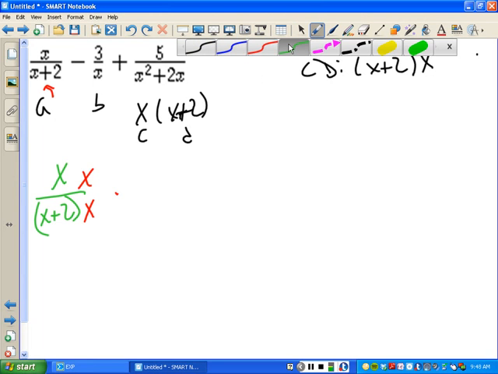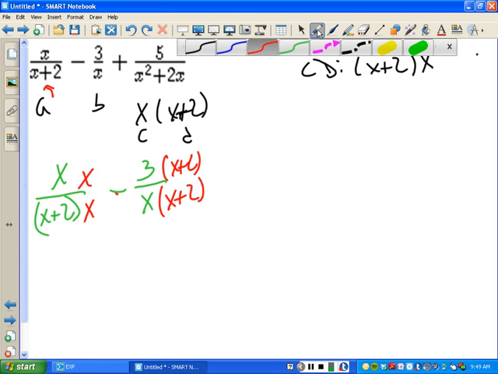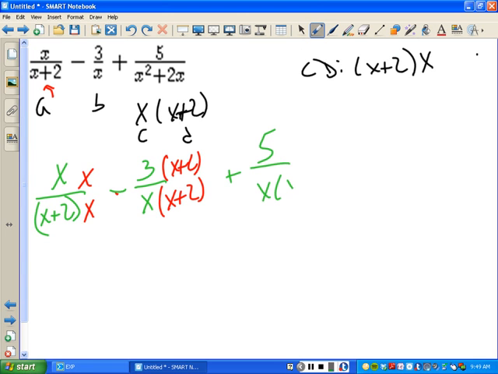So now we got minus 3 over x. What am I missing? I'm missing the x plus 2, so that will go on top then. And lastly, this other piece, I'm not missing anything, as both pieces of the common denominator are on the bottom already.